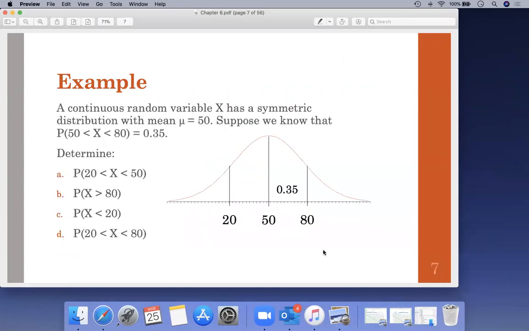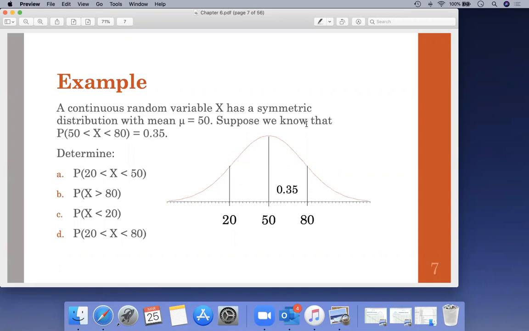Then we have another example. In here, you have a continuous random variable x and it has a symmetric shape. So it's a symmetric distribution. You know what symmetric means. Symmetric means if you draw a line here, at 50, our mean, then this side and this side will be exactly the same. So the left side is a mirror image of your right side. Then it's a symmetric distribution with mean 50.